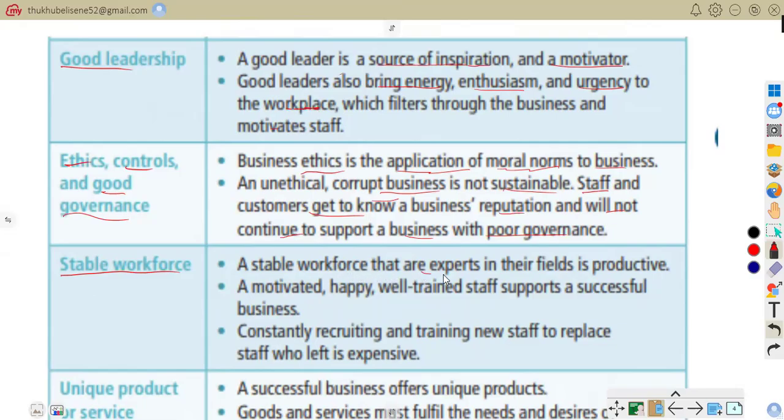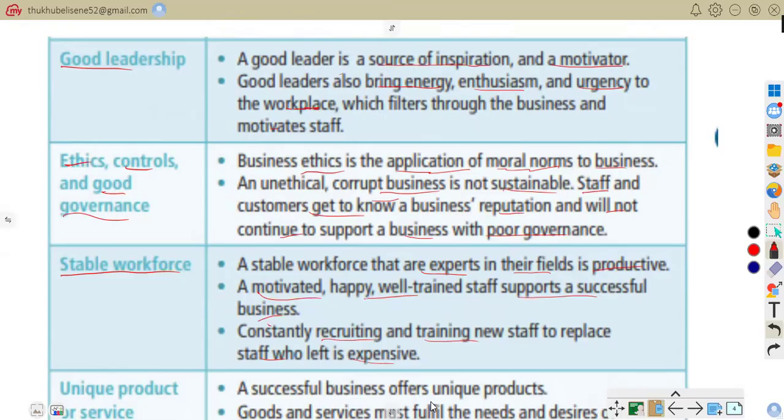A stable workforce that are experts in their fields is productive. A motivated and happy, well-trained staff supports a successful business. Constantly recruiting and training new staff to replace staff who left is expensive. So that is when we are talking about stable workforce.